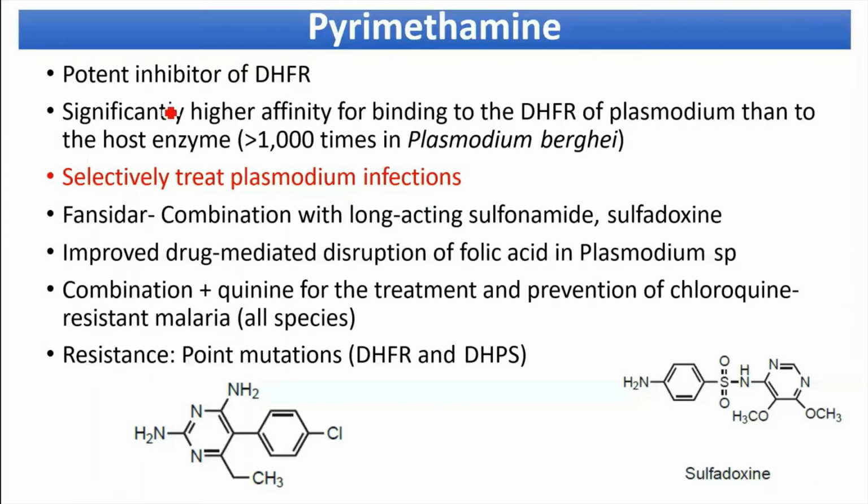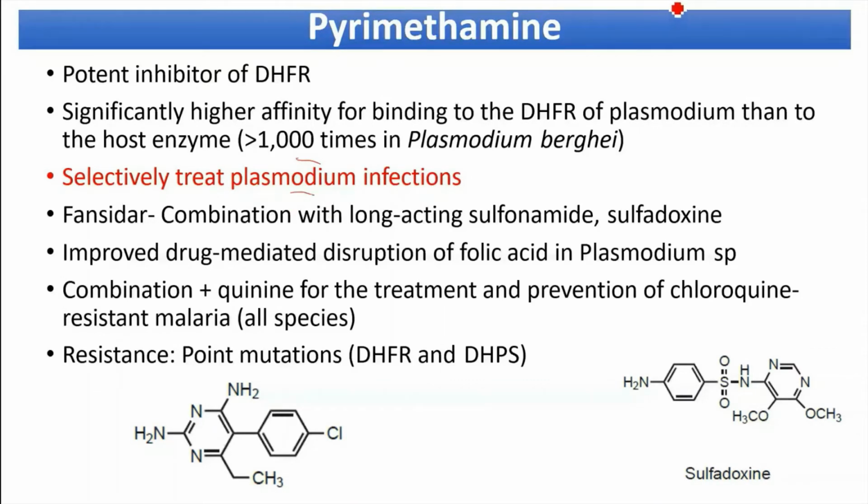inhibitor. Look at its affinity. What is said is, with respect to the host enzyme, it is 1000 times more selective for the Plasmodium species, which means it is going to inhibit Plasmodium 1000 times more than the human counterpart of the enzyme, which gives it a lot of selectivity to treat plasmodial infection.